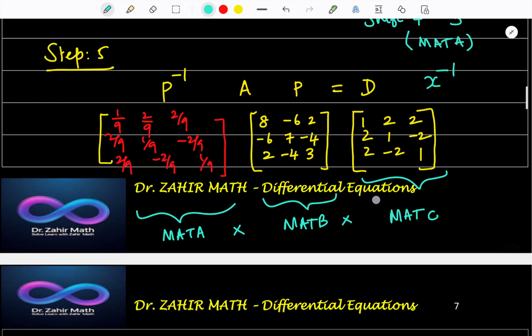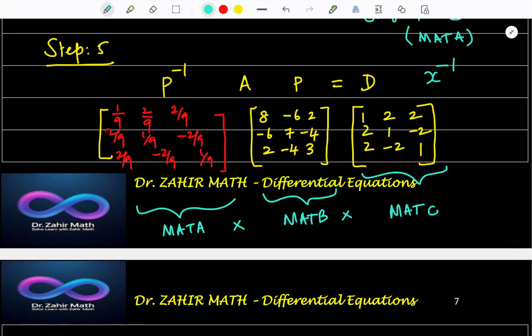Press AC. Then again mode and then matrix 6, and then give the input as number 2. When you give the number input 2, again press 1, that is 3 by 3 matrix. So give 8 minus 6 and then 2, then minus 6, then 7, then minus 4, and then 2, then minus 4, then 3. Then press AC. Then again mode, press matrix which is 6, and then press 3 which is mat C. So press 1 again. This is 1, then 2, then 2, then 2, then 1, then minus 2, then 2, minus 2, then 1, press AC. Yes, all the data is inside mat A, mat B, mat C.